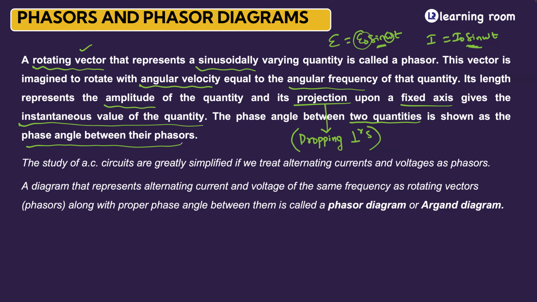Anywhere, you take anywhere. It's the length of it. But generally, you take the length of the vector from 0. Okay. So as I told you, the study of AC circuits is simplified.